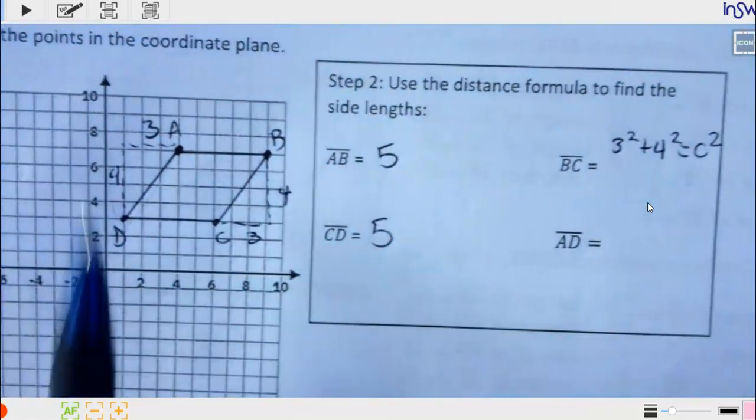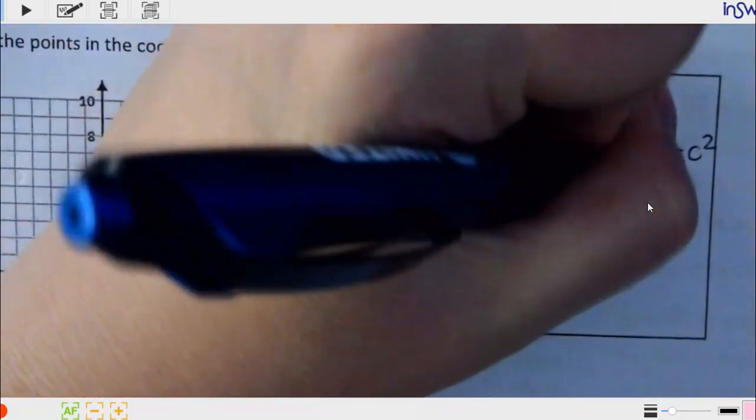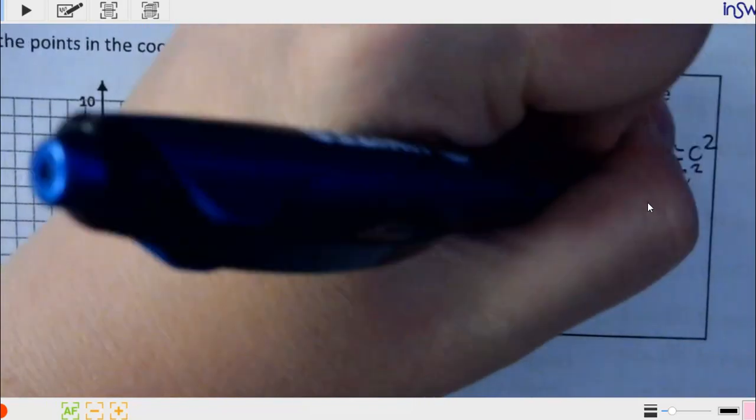3 squared plus 4 squared equals c squared. Where did those numbers come from? I drew my triangle and I counted. All right, 3 squared is 9, 4 squared is 16. Add those together, you get 25.